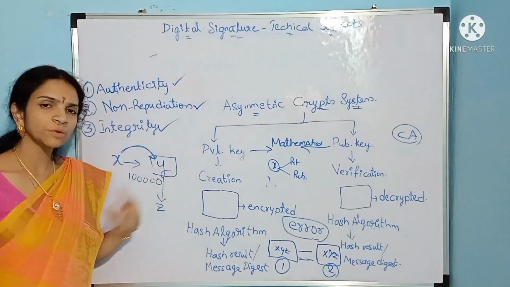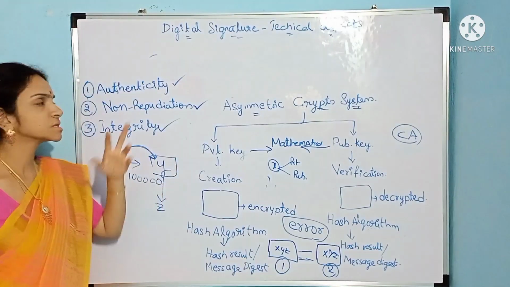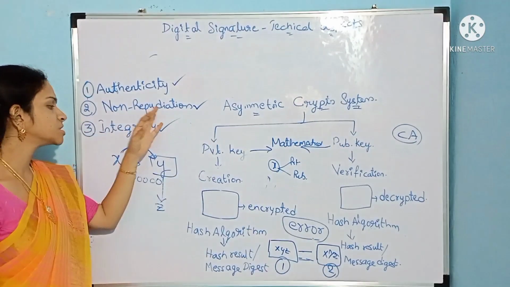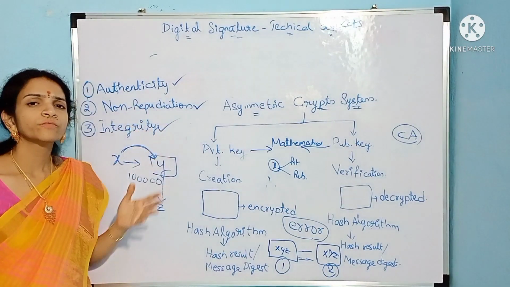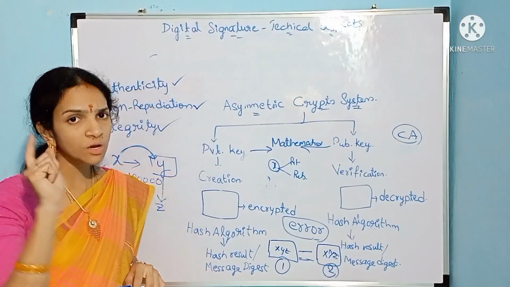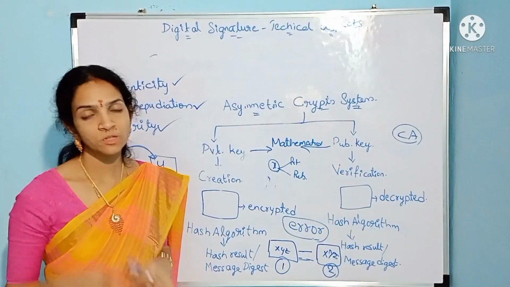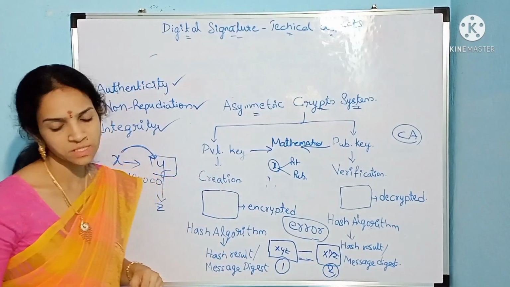Coming to the present topic, there are three main points which we have to discuss. First is authenticity, then non-repudiation, and then integrity. In case of any kind of transaction, you need to make sure that you authenticate that it's you. How this is satisfied in the case of a digital signature, we will see now.